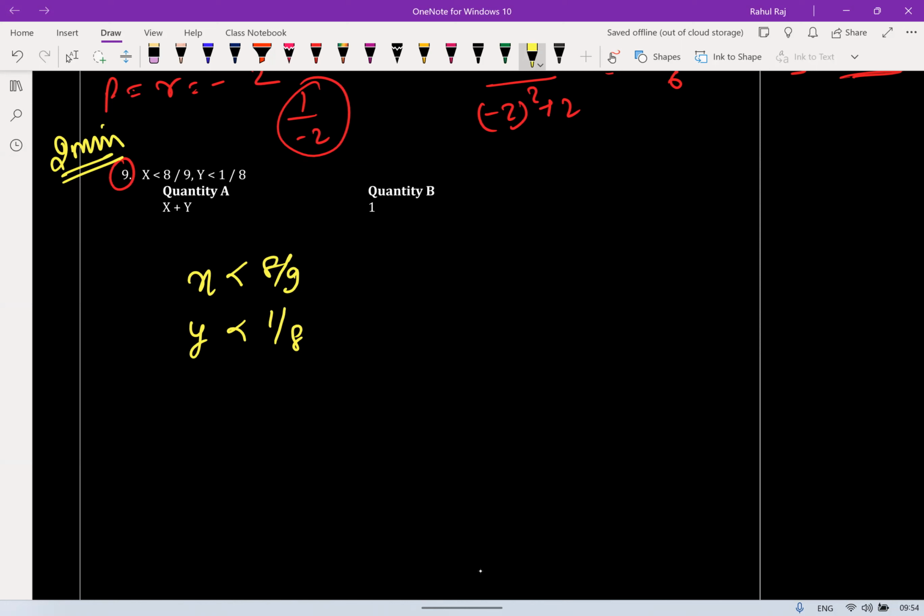Yeah, so you have to take x plus y, because the quantity is asking what is the value of x plus y. Simple logic. I have to consider x plus y because it is given that x is less than 8 by 9, y is less than 1 by 8, and my quantity A says x plus y. Now, in order to get x plus y, I'll have to add these two inequalities. There's no other way around. Only then I'll get to understand the value of x plus y. Don't you feel? Right?